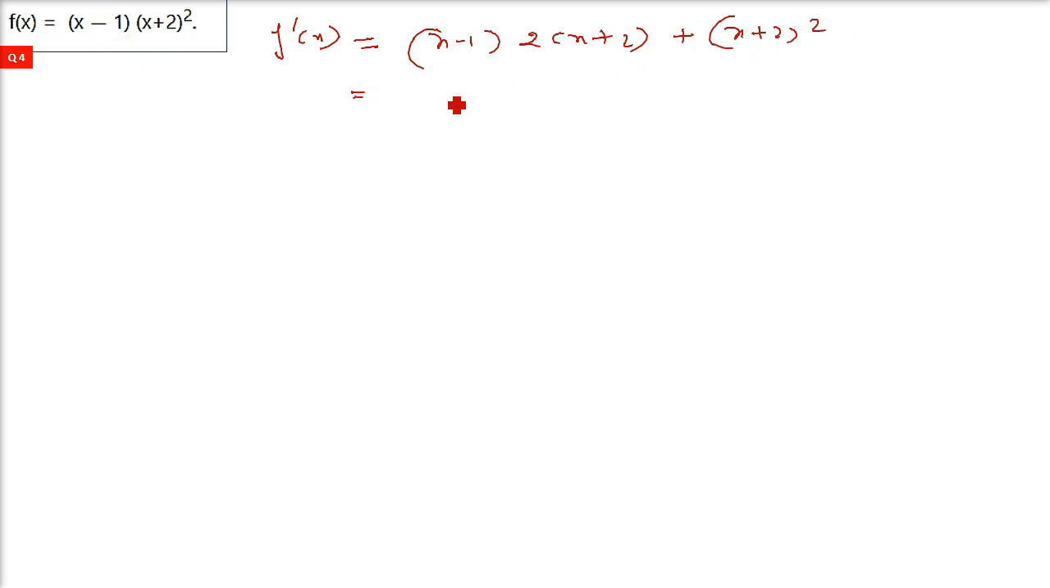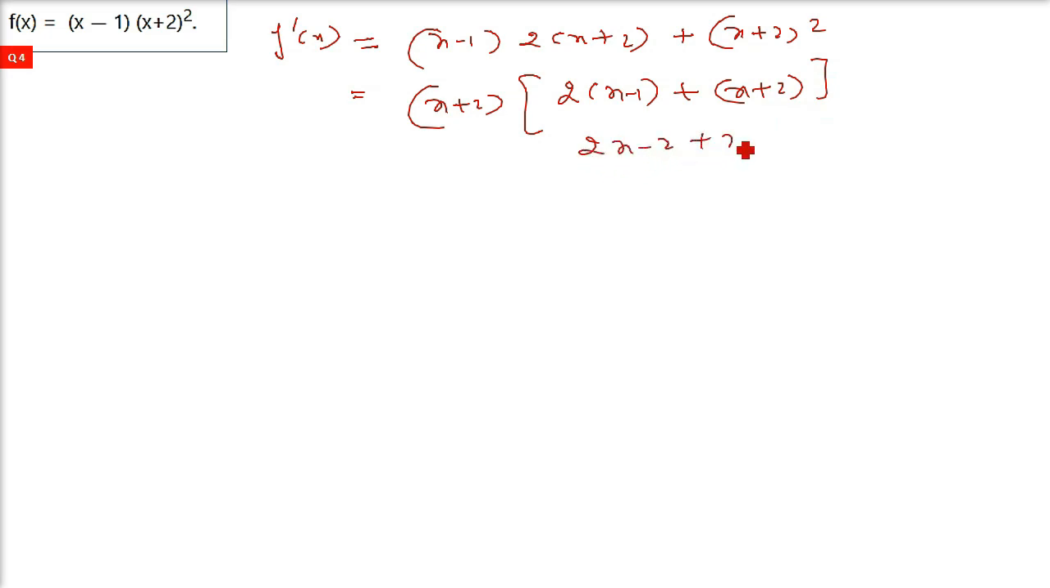Now you can take x plus 2 common in both these terms. So it will be 2 into x minus 1 inside and x plus 2 inside. So it will be 2x minus 2 plus x plus 2. So it will be 3x inside and x plus 2 outside, because the 2 is going to get cancelled. Now please remember, this is the f dash x. It is the differential. It is the dy by dx.